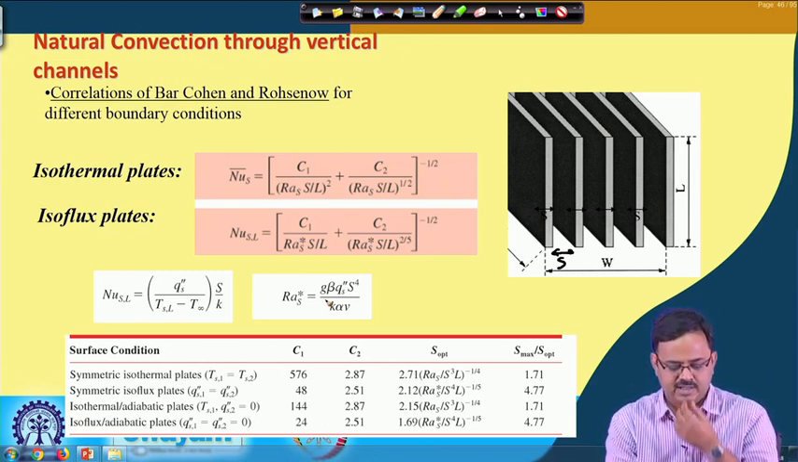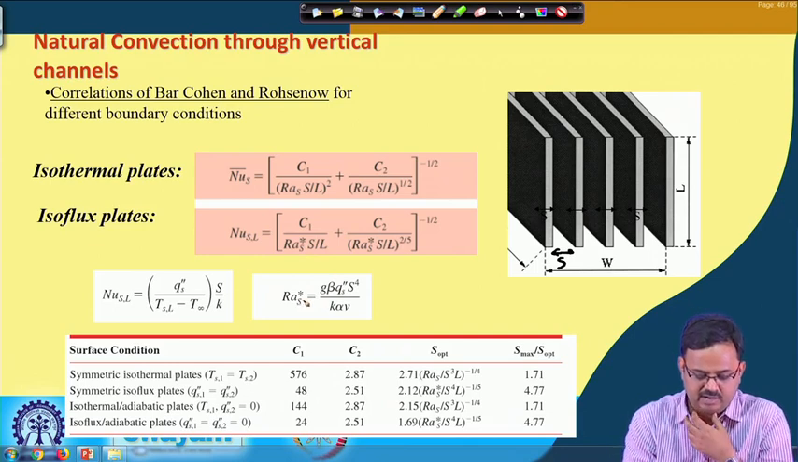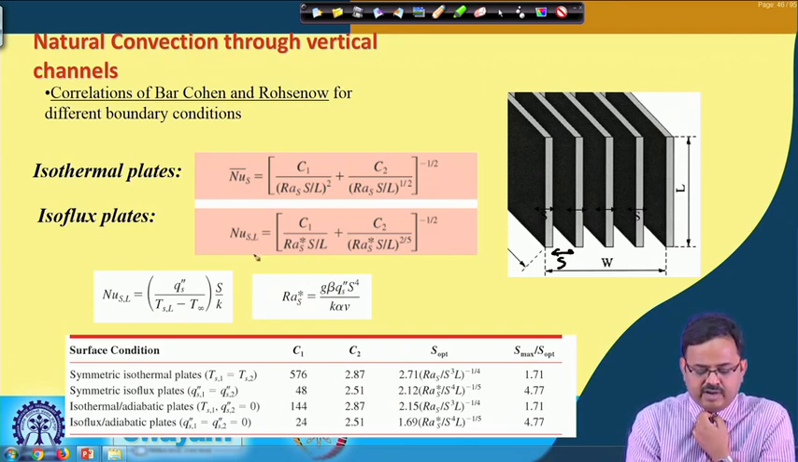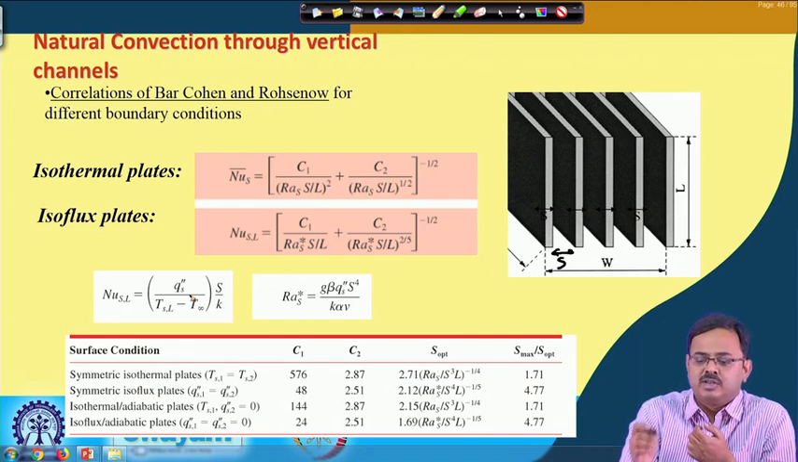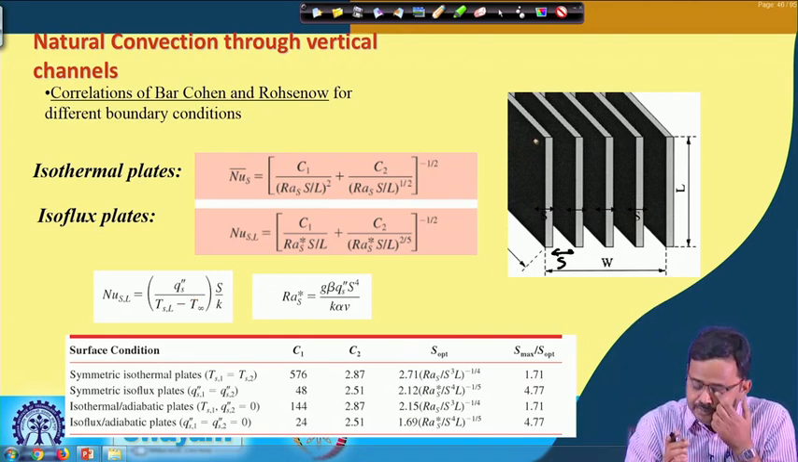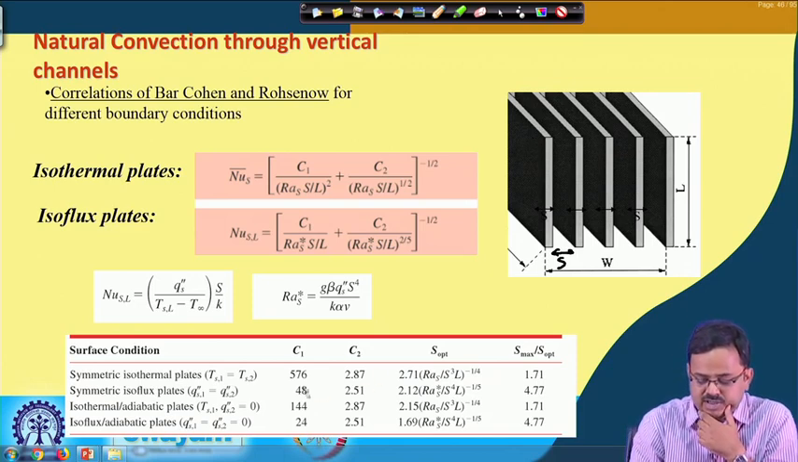See, if the heat flux is given to you, you can calculate Rayleigh star, okay, and then you can find out the Nusselt number, and from there you can find out the temperature at the position, the top of the plate, which is where it is going to be highest. Okay. So, these numbers, what is C1, what is C2, they are all given here.